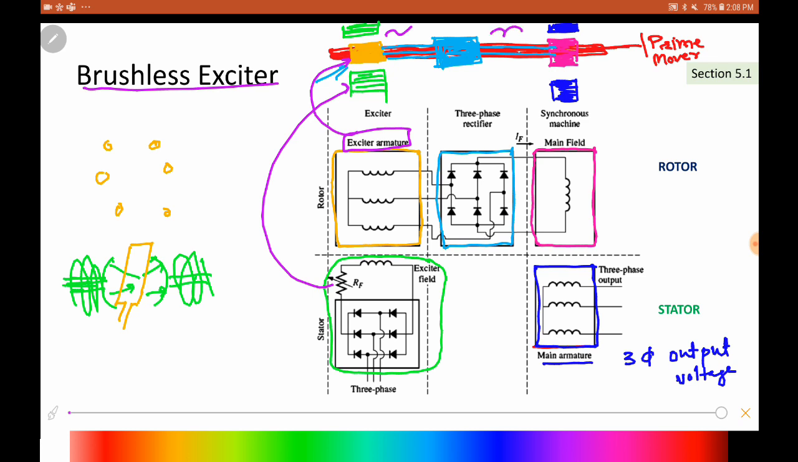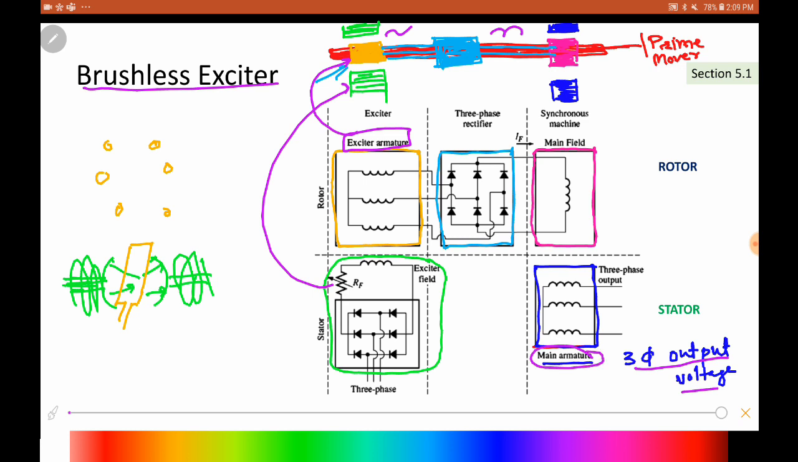You will have a DC voltage, and that DC voltage will be supplied to our main generator, which is the main synchronous generator, in which we have to induce voltage. Its field winding, as we discussed, requires the DC voltage. So its field winding will be supplied the DC voltage, and that will generate the main three-phase voltage in our main stator windings.